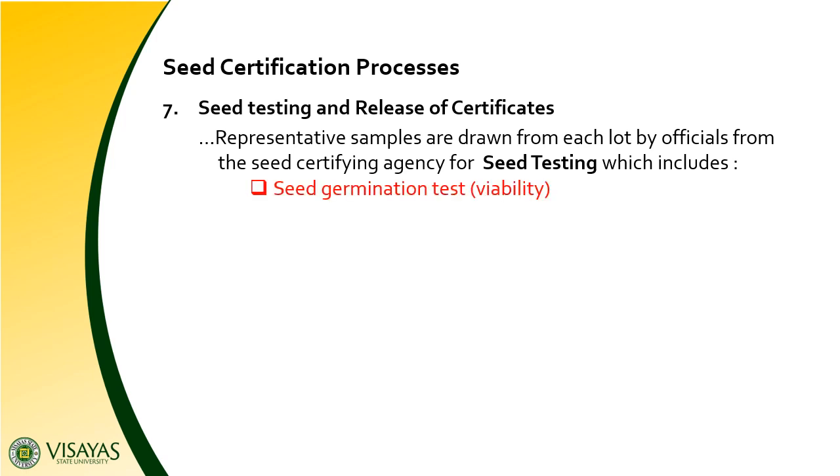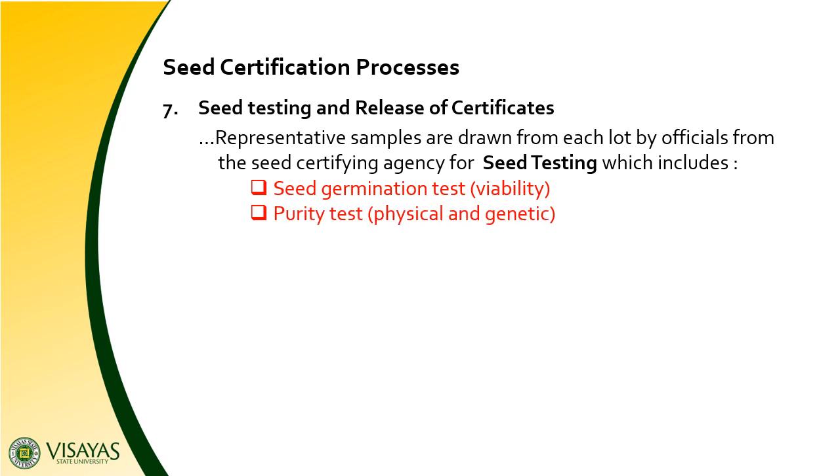So number one, you have the seed germination test or the test for viability. So seed viability is determined by conducting standard germination tests to determine the germination percentage or the percentage of normal seedling produced by the pure seeds.